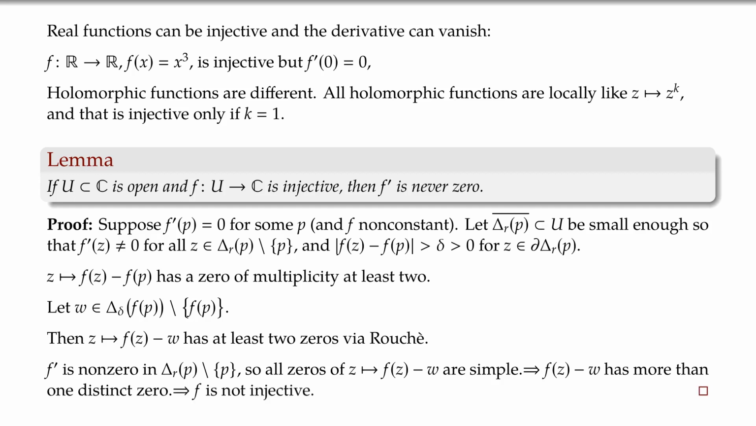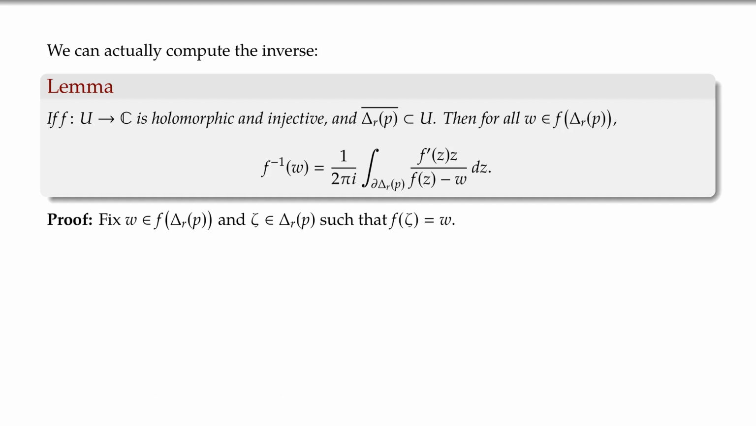Well, that means that f is not injective, right? Because f of z minus w equals 0 has at least 2 solutions z in this disk, right? Okay, so therefore, for an injective map, f prime is never 0, right? Now we can actually compute the inverse of an injective map.